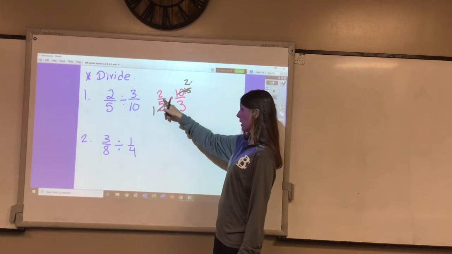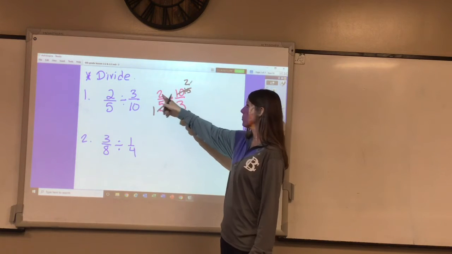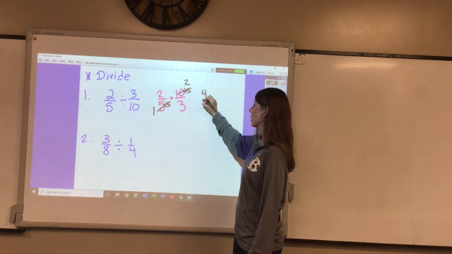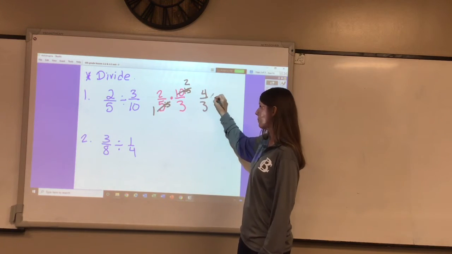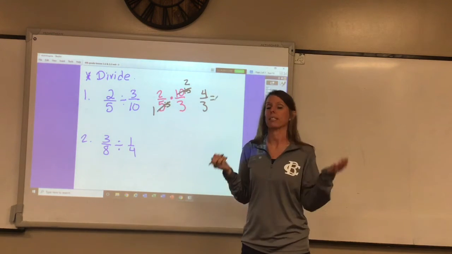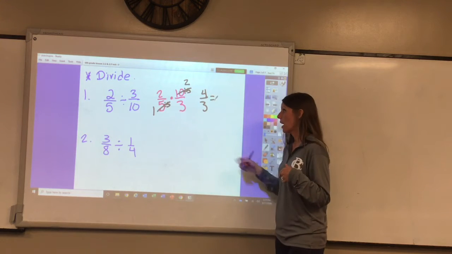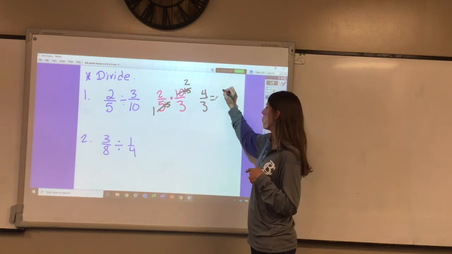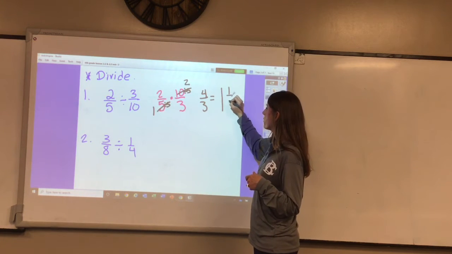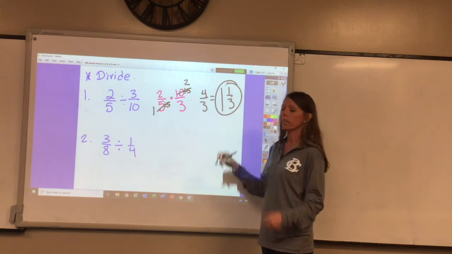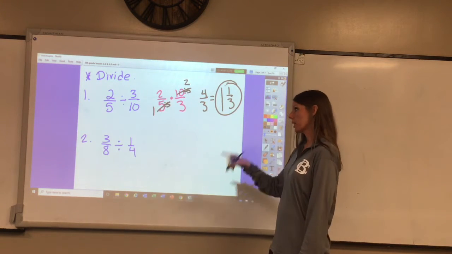All right. Now I'm ready to multiply the top and bottom. So 2 times 2 is 4. 1 times 3 is 3. Now the top's bigger than the bottom. That's improper. So we have to see how many times 3 can go into 4. It can go in 1 time with 1 left over. So 1 and 1/3. All right, let's try the next one.